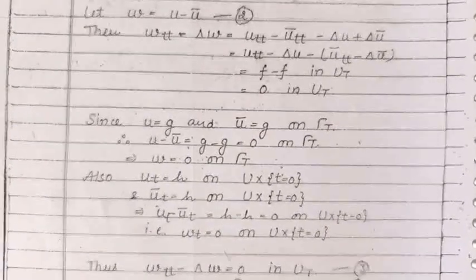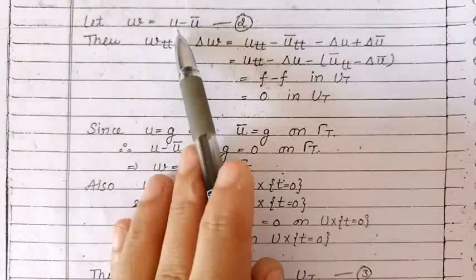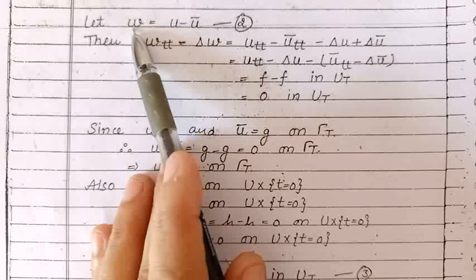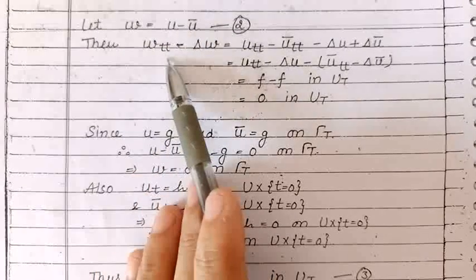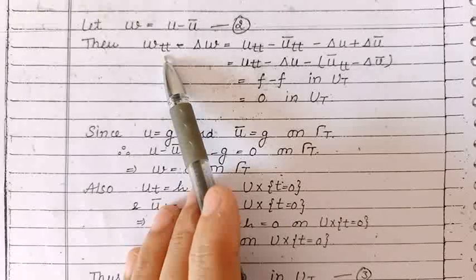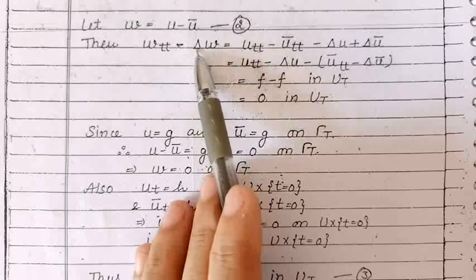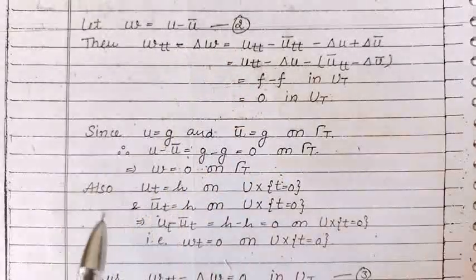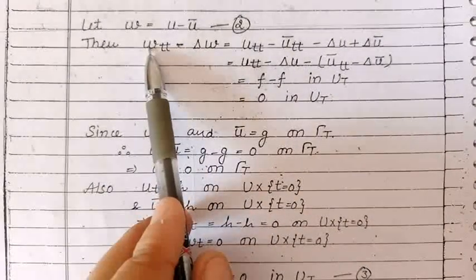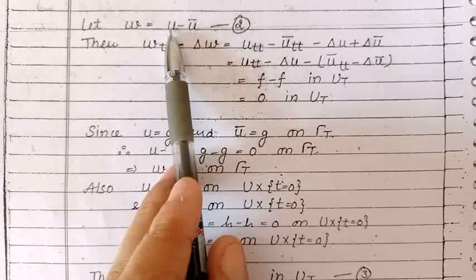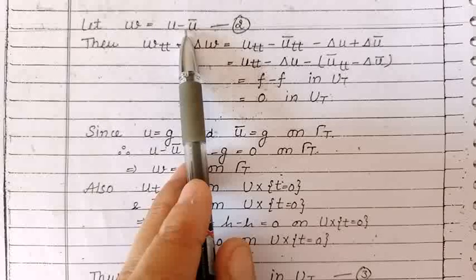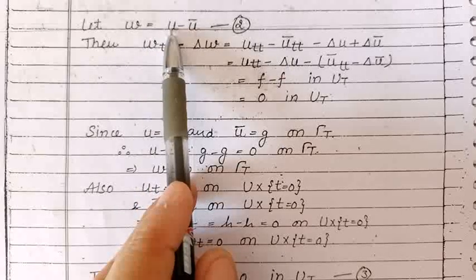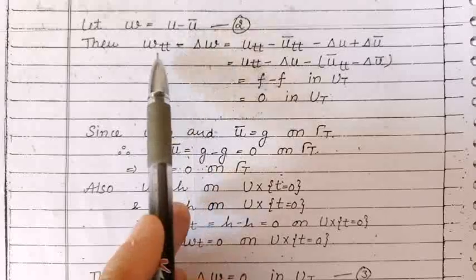Now let us define a function w, which is the difference of u and u bar. Now let us find the partial derivative of this w twice with respect to t, and then we find the difference of Laplacian of w from ∂²w/∂t². Now ∂²w/∂t² from here will be ∂²u/∂t² minus ∂²u bar/∂t², and Laplacian of w from here will be Laplacian of u minus Laplacian of u bar. So we can put the values in this expression.